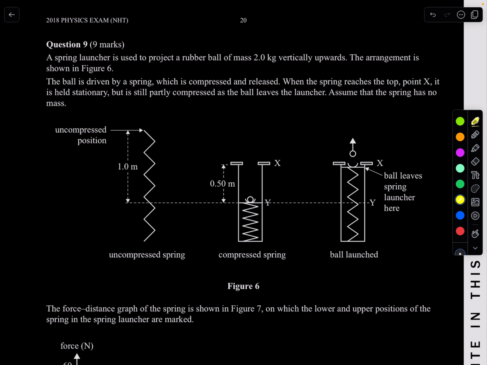So this is the uncompressed spring over here. And they put it inside this launcher so that when it springs, the spring is not fully uncompressed, because these things here are stopping it from reaching its normal uncompressed position. So it's still partially compressed as the ball leaves the launcher. Assume the spring has no mass.